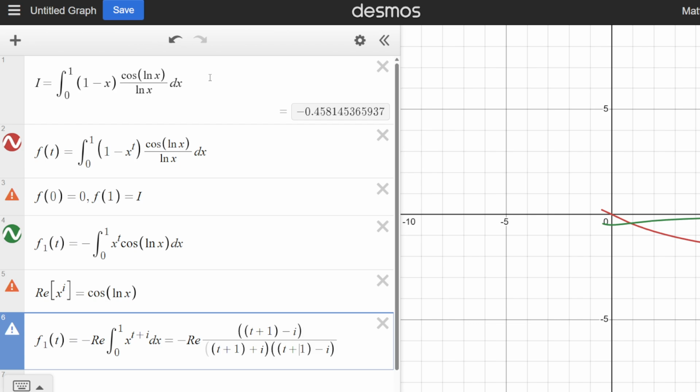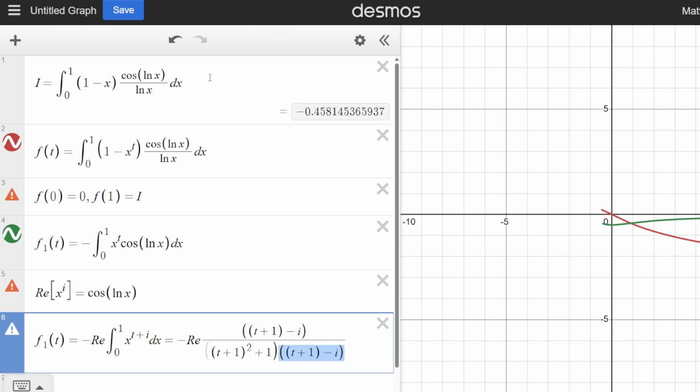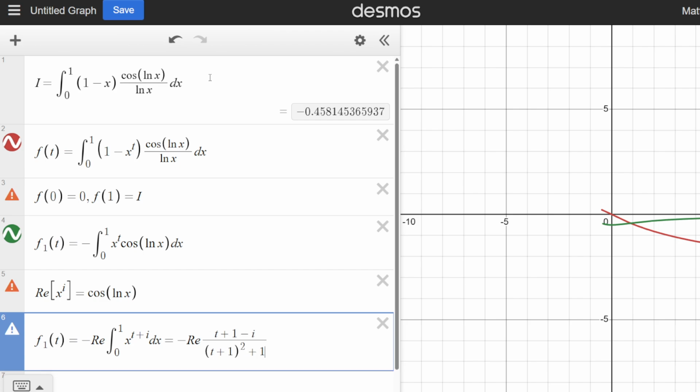All right, and then this is going to give us t squared, t plus 1 all squared, and then plus 1 in the denominator there. Let's clean this up a little bit. And since we are taking the real part of this, this is going to go away. So we're just left with this. All right, so our f prime of t is actually equal to this.